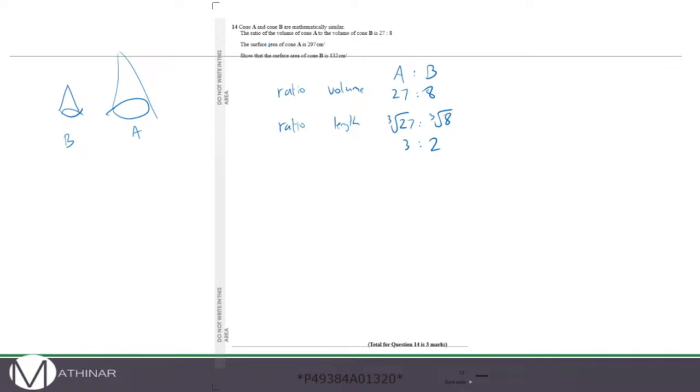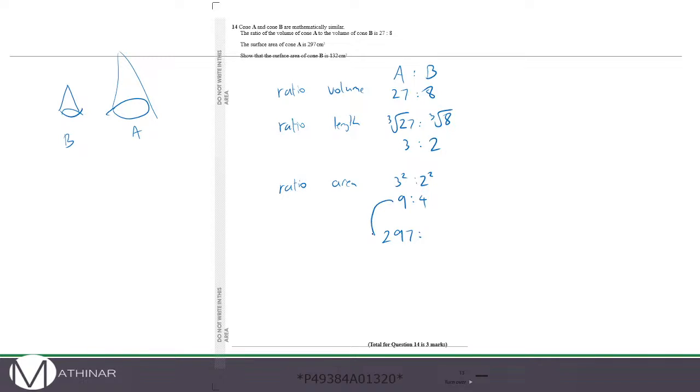Then it's talking about the surface area. So we need to work out the ratio of area. And the ratio of area is going to be 3 squared and 2 squared, so 9, 4. Okay, so the ratio of areas is 9 to 4, and the surface area of A is 297. So I can put 297 here. I need to work out the surface area of B. Well, it's actually telling me what it is, but I'm not going to use that.